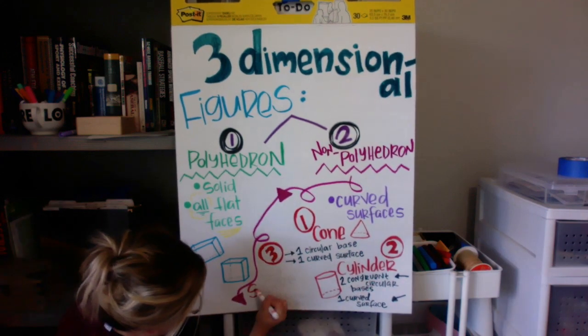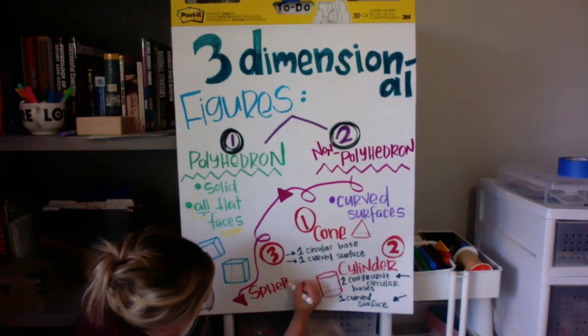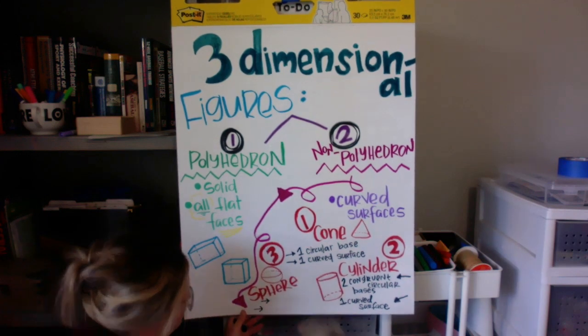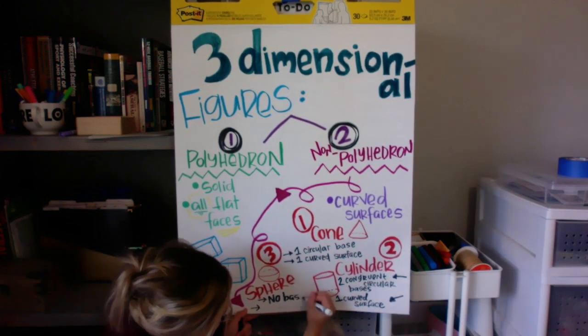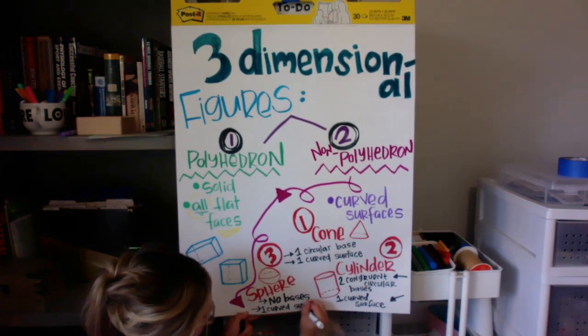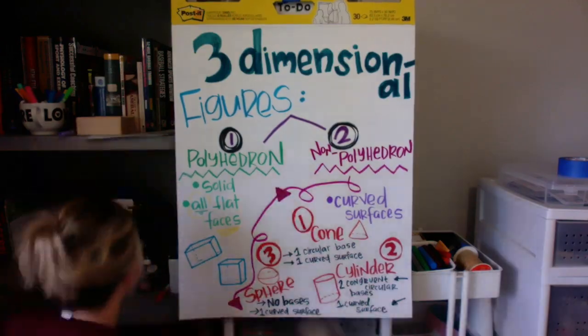Finally, the third non-polyhedron is a sphere. A sphere actually has no bases. It also just has one curved surface. No polygons? It would be a non-polyhedron.